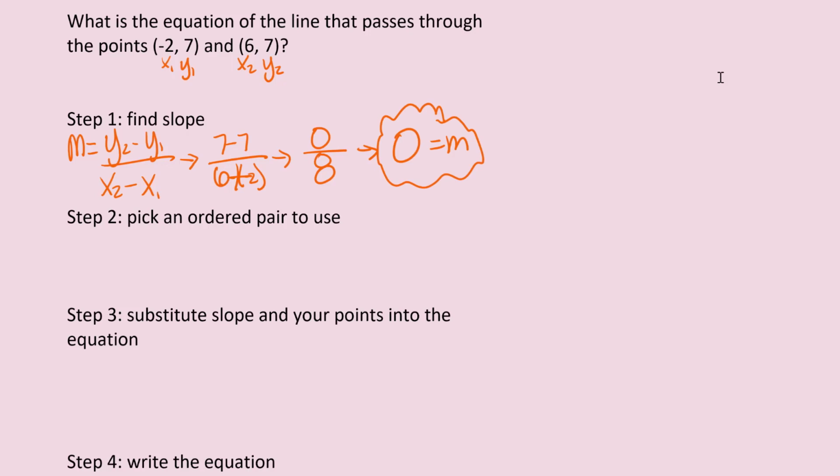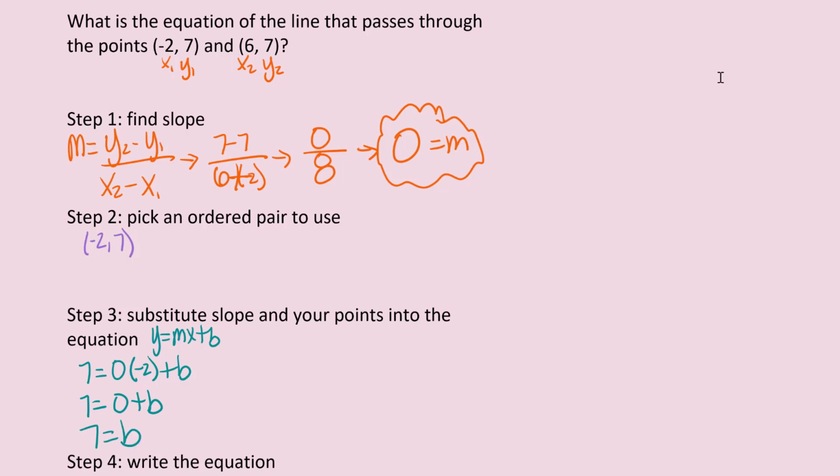So now if I pick an ordered pair, let's just say that we've got (negative 2, 7). We're going to substitute that into our equation. So I'm going to say that 7 equals our slope of 0 times negative 2 plus b. Well, anything multiplied by 0 is just going to be 0. So we get that b equals 7.